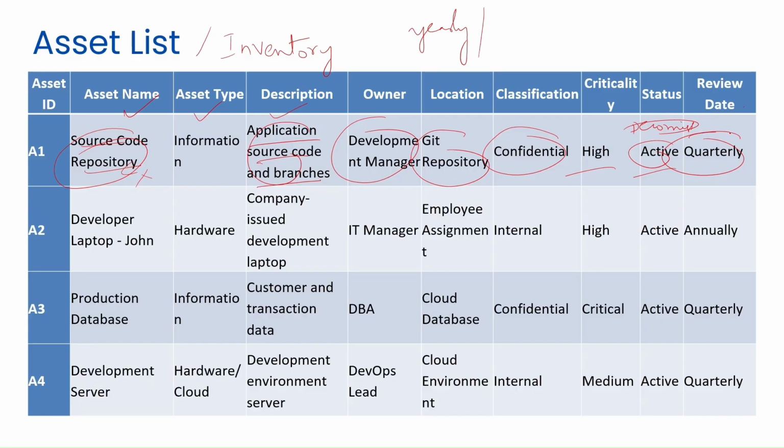So here in this case, every quarter you will come and check whether the source code is really required or not. For example, here, the developer laptop. Now, this laptop is assigned to John for that matter. Then this is a hardware device.